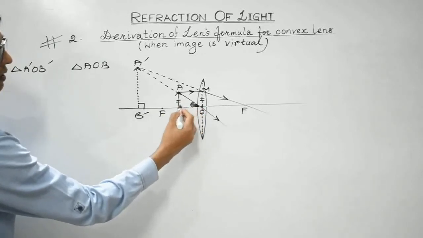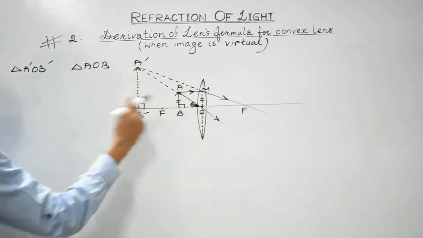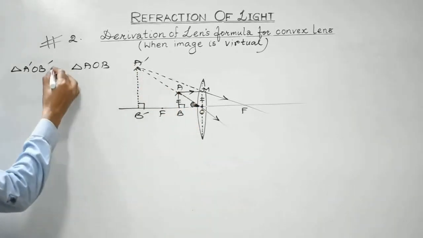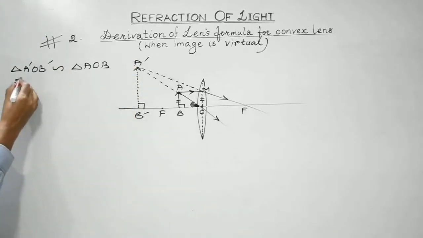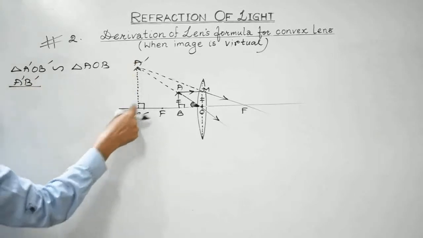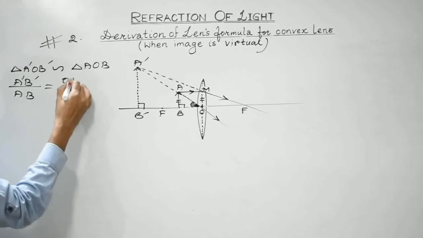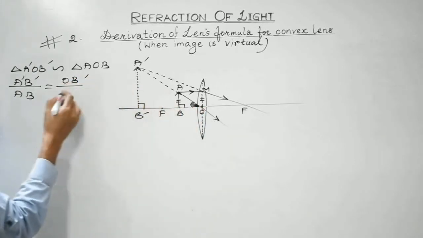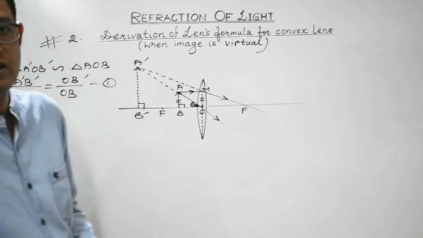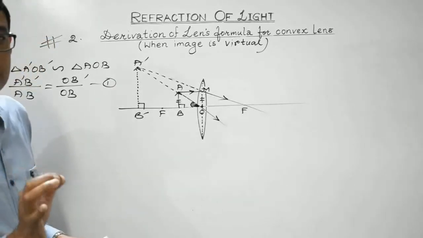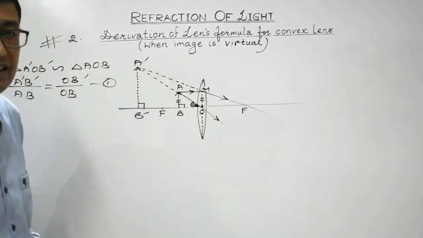This angle is common. This is the common angle. And this is 90 and this is 90. So these two triangles by AA corollary are similar. Therefore, their corresponding sides must be proportional. That is why A dash B dash divided by the corresponding side AB is equal to, consider the base, OB dash divided by OB. Put this as equation number 1. Right? Wherever applicable, do start writing the distance from letter O, optical center.